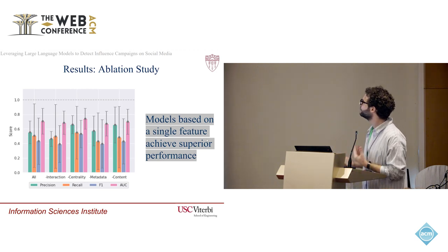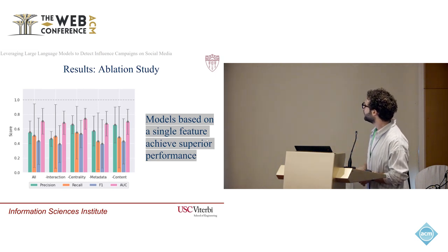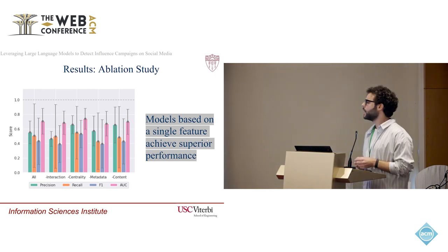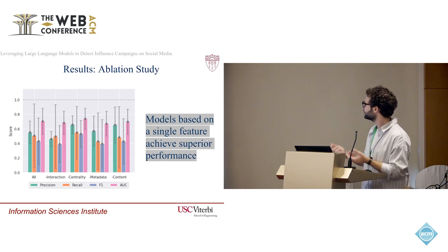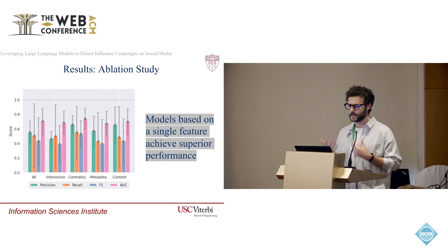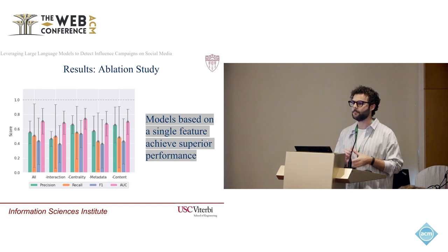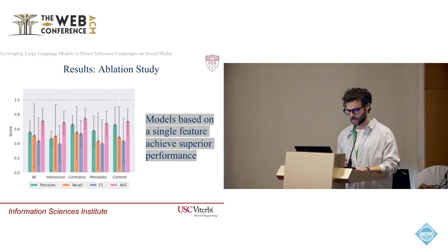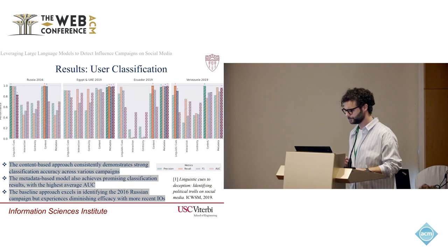And an ablation study also confirmed this. If you notice the other four bars related to an ablation study, basically, we build a model using all the features but one. For instance, all but interaction, all but centrality, all but metadata, all but content. They do not perform that well. So again, this will require more work and more research towards combining these different pieces of information better, in a way that LLMs can provide results aligned to what we have seen before when a single feature was used.